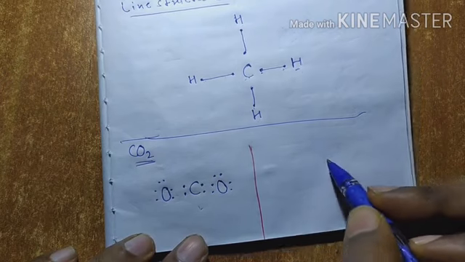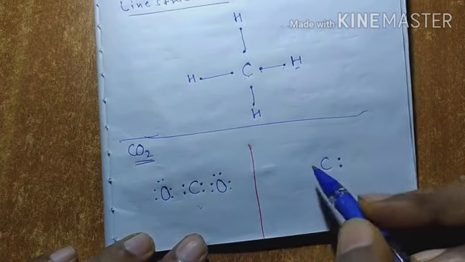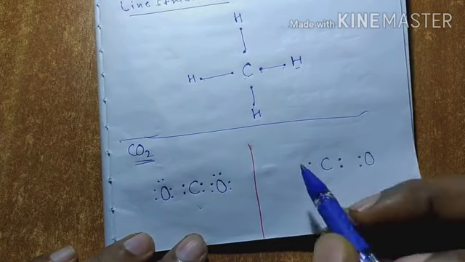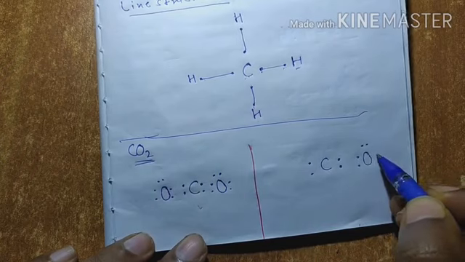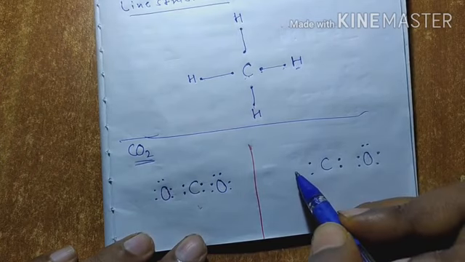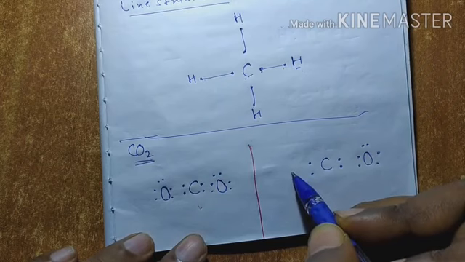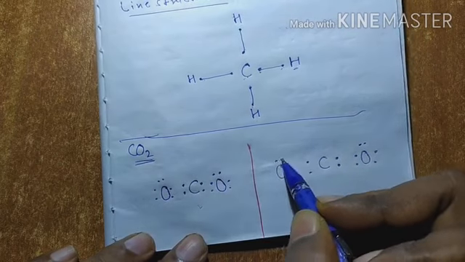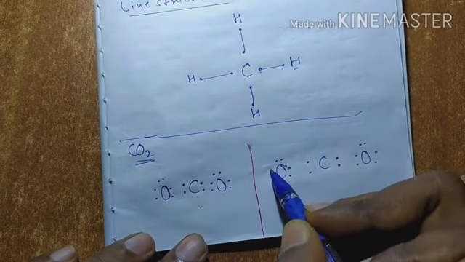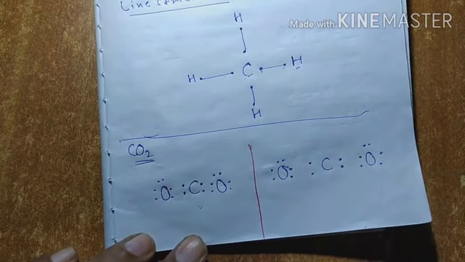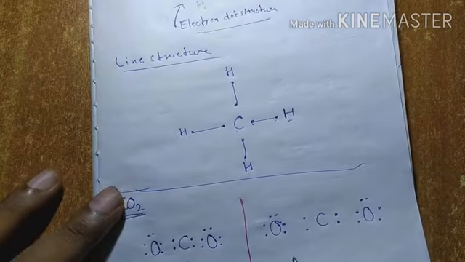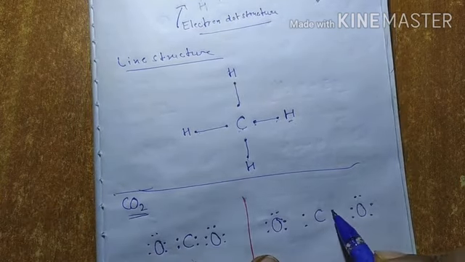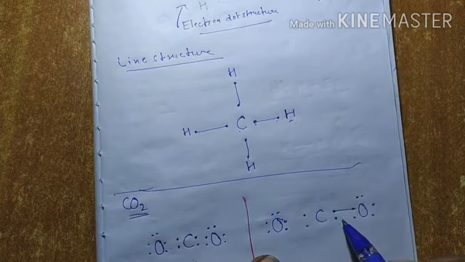So here will be carbon with 4 electrons, 1, 2, 3, 4. Here will be oxygen, 1, 2, 3, 4, 5, 6. Another oxygen, 1, 2, 3, 4, 5, 6. Right? This is CO2. Okay.